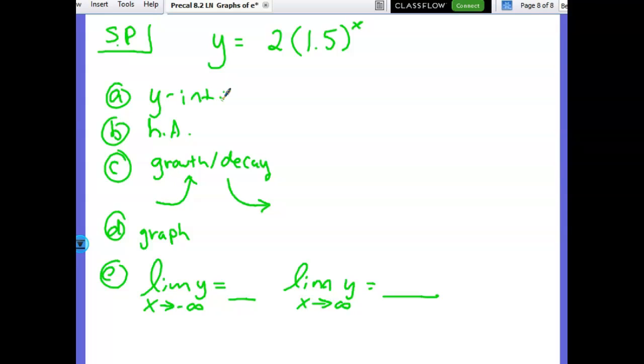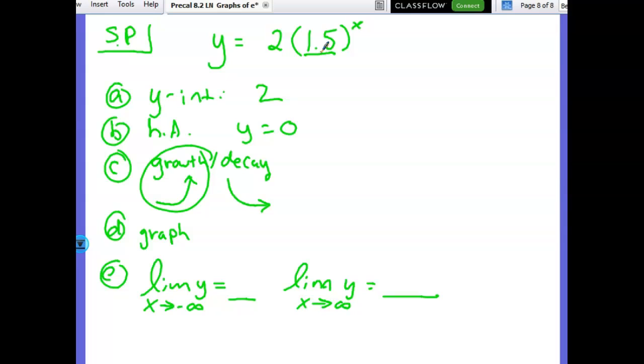Steve, what's the y-intercept here? 2. George, what's the horizontal asymptote? 0. Good. We're going to say y equals 0. And for today, it'll always be that. Malak, is this growth or decay? All right, that's okay. Well, let me see if maybe Gabriel can tell us. Gabriel, growth or decay? It is growth. Now, why is it growth? Because this number is bigger than 1. If it's less than 1, then it's going to be decay.